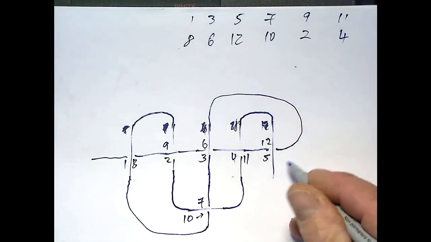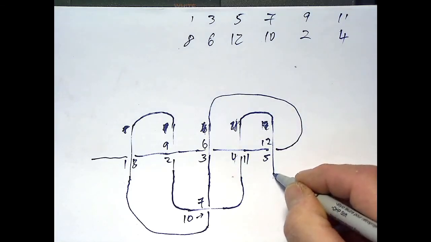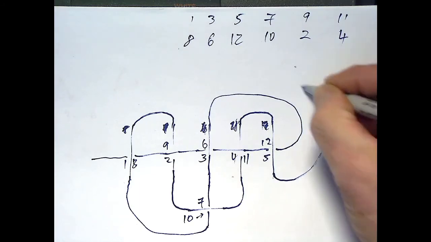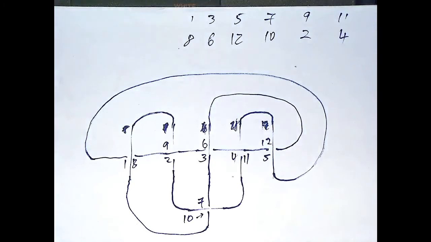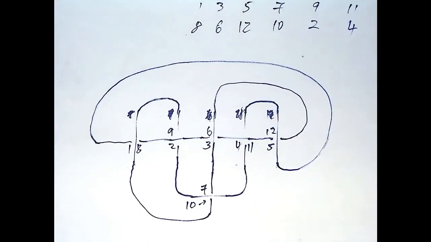And the 12 goes to 13, but I'm back to where I started because I only have 6 crossings. So there's my knot. Okay. Now you might ask, what the devil is this knot? Well, you can work out quite quickly what it is by doing the following.